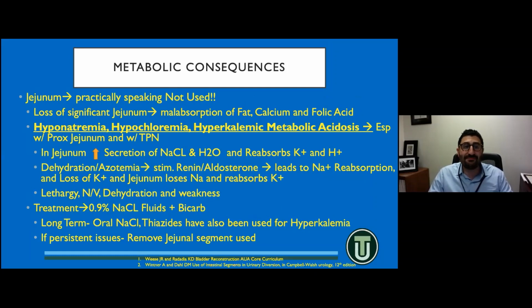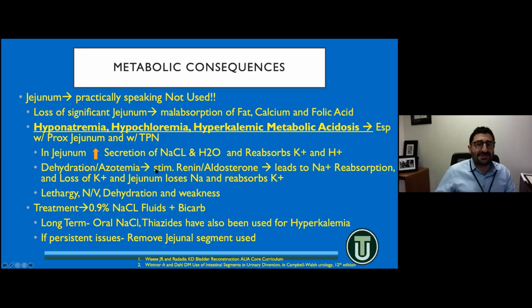The jejunum, like I said, practically speaking, is not used. A loss of a significant proportion of the jejunum results in malabsorption of nutrients, fat, calcium, folic acid. The electrolyte profile in these patients is a hyponatremic, hypochloremic, and hyperkalemic metabolic acidosis. And this can be worsened and more evident if you use the proximal jejunum in patients who are on TPN.